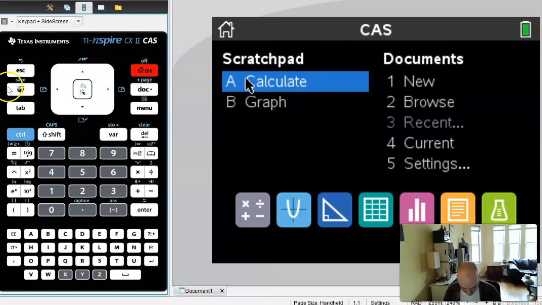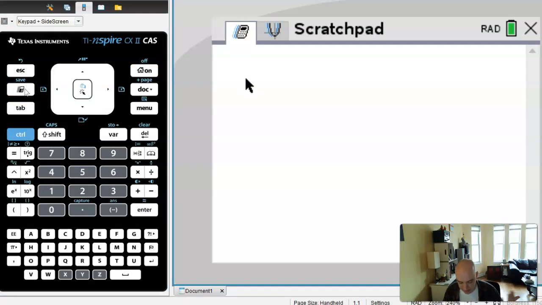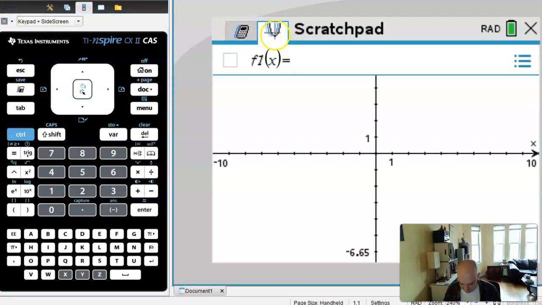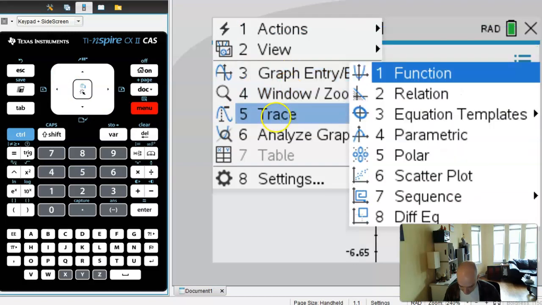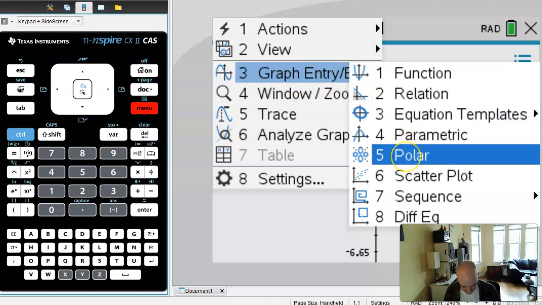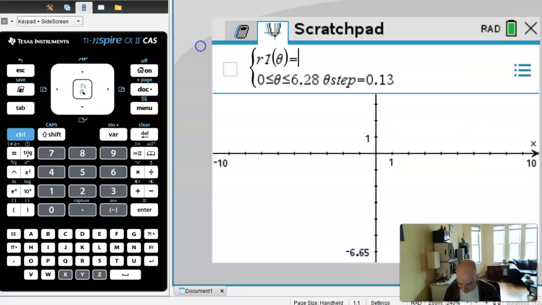So on an Nspire, to access the graph, you can click this button twice. You press it once to get to the scratch pad, and you press it again to tab over to the graph pad. Now, this is where you normally enter functions, but we want to enter a polar function. So we go to our menu, select Graph Entry Edit, and select Polar. So that's menu 3.5. And then select Enter or click it.